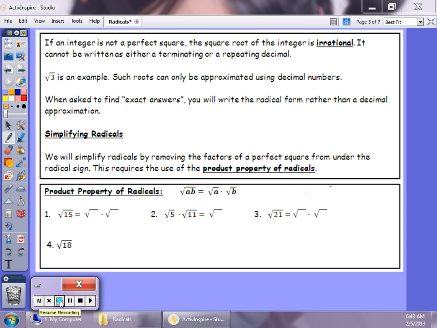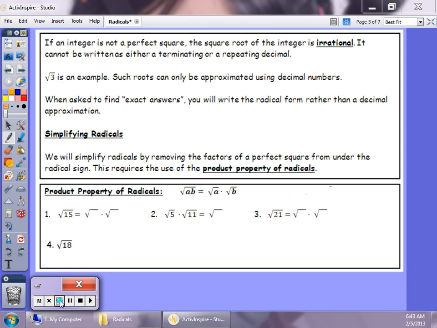If an integer is not a perfect square, the square root of the integer is irrational. It cannot be written as either a terminating or a repeating decimal. So radical 3 is an example. Such roots can only be approximated using decimal numbers. When asked to find exact answers, you will write the radical form rather than the decimal approximation.